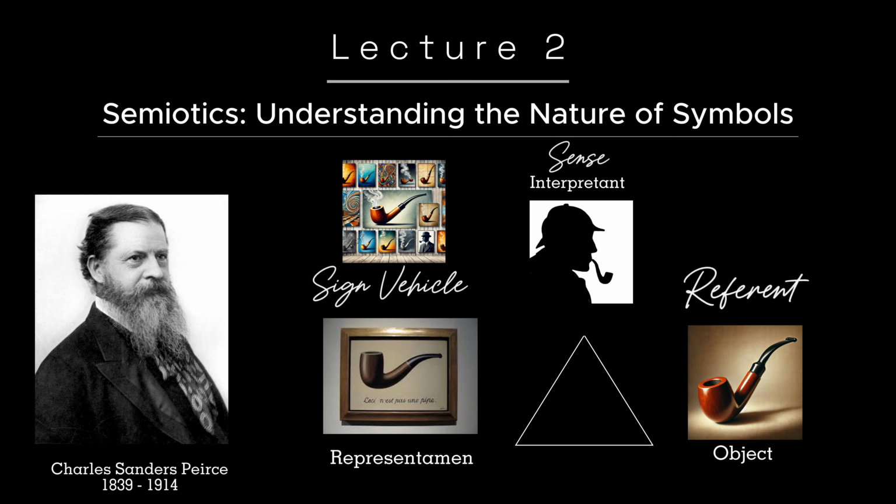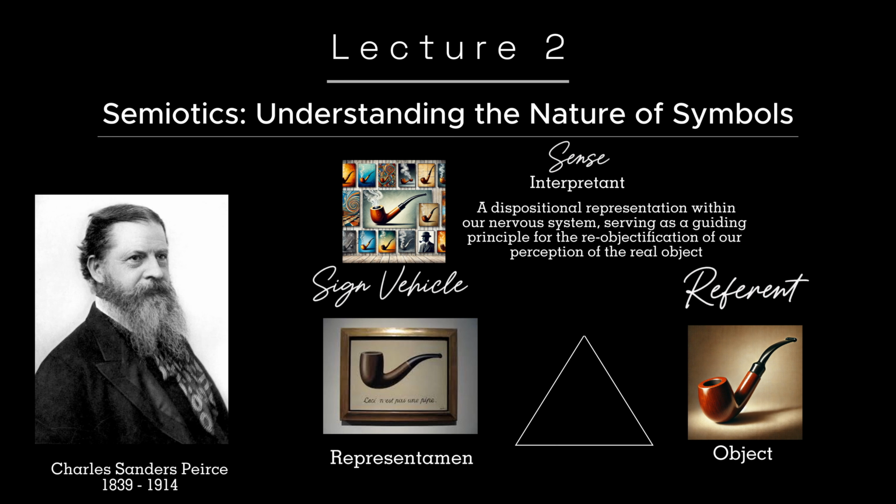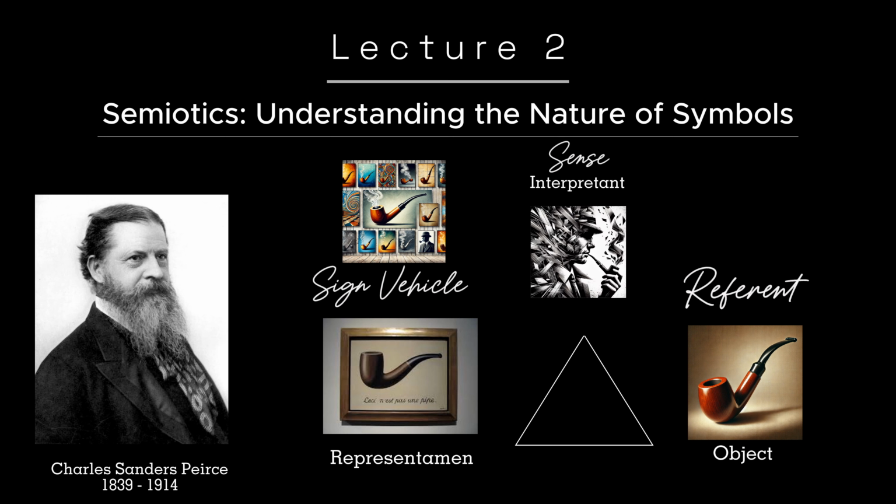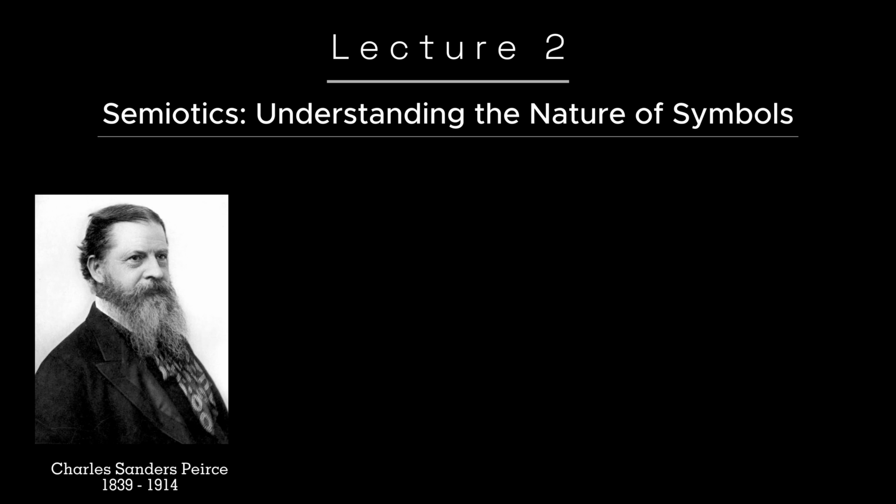However, this raises a fundamental question: what exactly is meaning? It can be understood as a dispositional representation within our nervous system, serving as a guiding principle for the re-objectification of our perception of the real object. Through successive cycles of such meaning construction, the complexity of the objectified symbol progressively increases, while its resemblance to the original object simultaneously diminishes. Peirce himself classified signs into distinct levels of complexity.